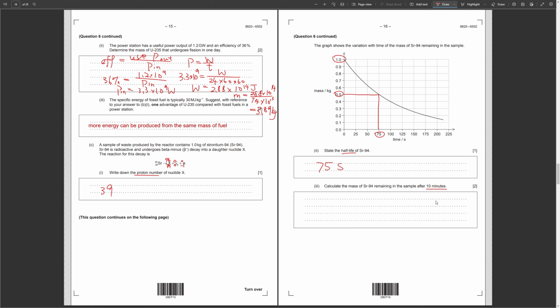Part 3 calculates the remaining mass after 10 minutes. 10 minutes means it is 600 seconds. So what is the amount of mass remaining after 600 seconds? 600 seconds is equivalent to 8 of your half-lives. After 8 half-lives, how much of the proportion is remaining? If it begins with 1.0 kg, after each half-life it is going to reduce by half, and there are 8 half-lives. Therefore, the remaining mass is 3.9 times 10 to the power of negative 3 kg.